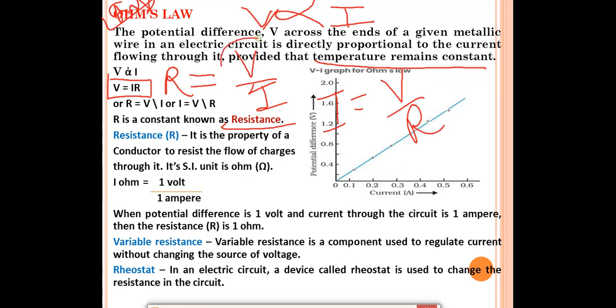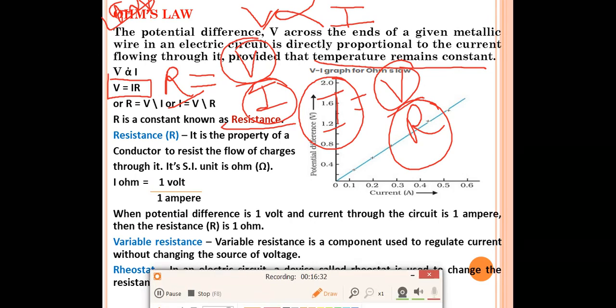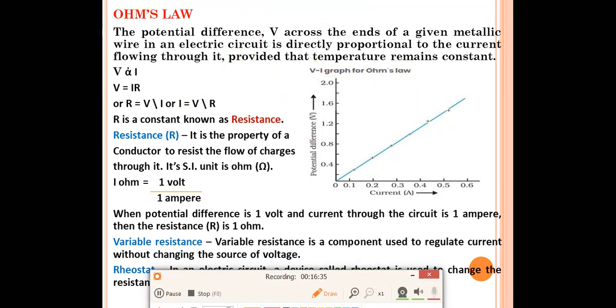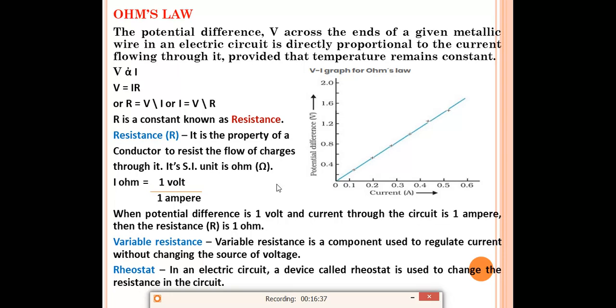Suppose in a question V is given and I is given, and you have to calculate the resistance. You can calculate using this formula. Suppose in a question current is given and resistance is given, then you can easily calculate the potential difference. So if you remember one formula, V = IR, you can write two more formulas using that, for R and for I.